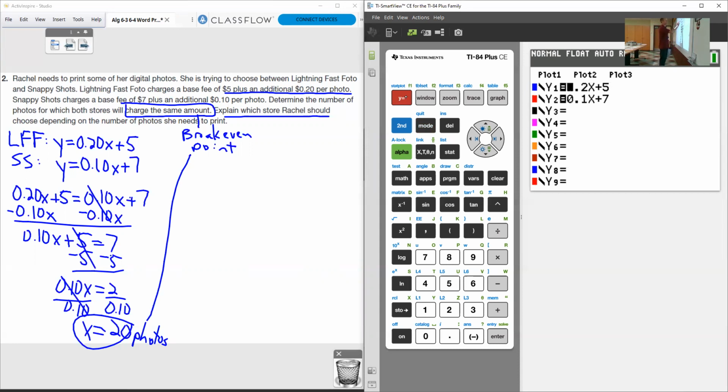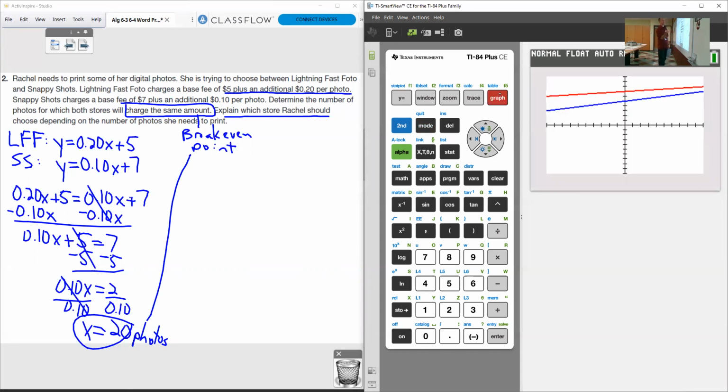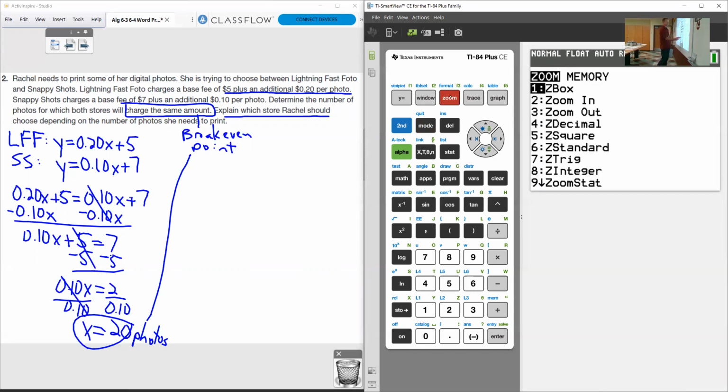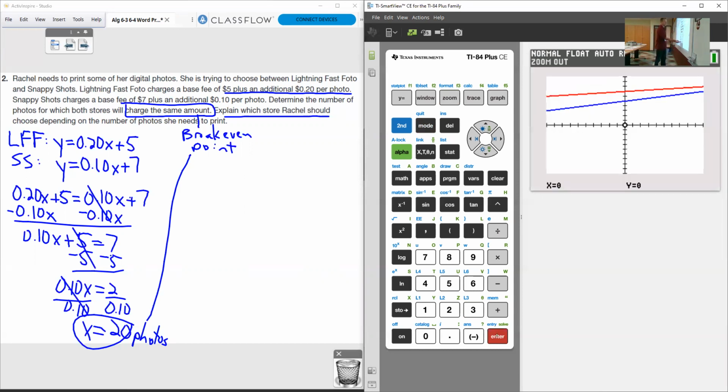And if I go to graph it, right? If I go to graph it, it looks like that. You can't really see much. You might have to zoom out. And you can see that there is a break-even point there. There's an intersection point. We could actually figure that out.